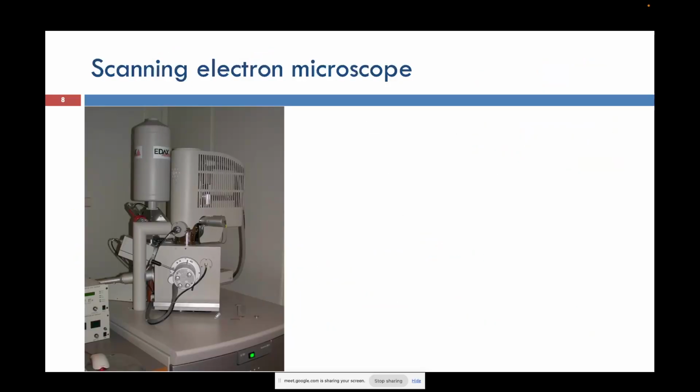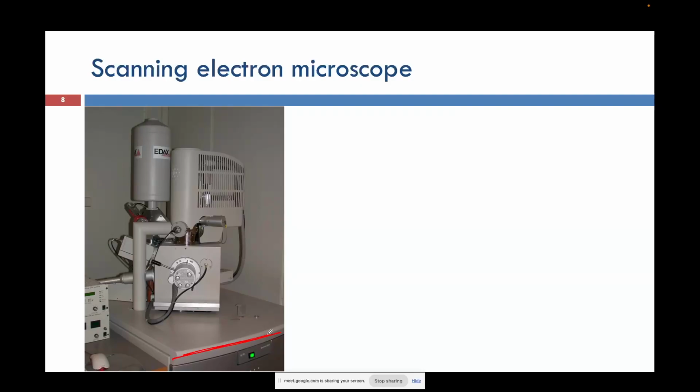Yes, so this is an image of the scanning electron microscope. It's not a very big instrument, but still big enough. This is the table on which it is kept.